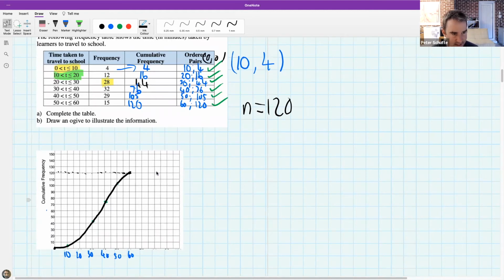So in this data set, there are 120 students who are involved. And we know that because that's what the cumulative frequency gets up to. It incorporates everything, we get to 120.